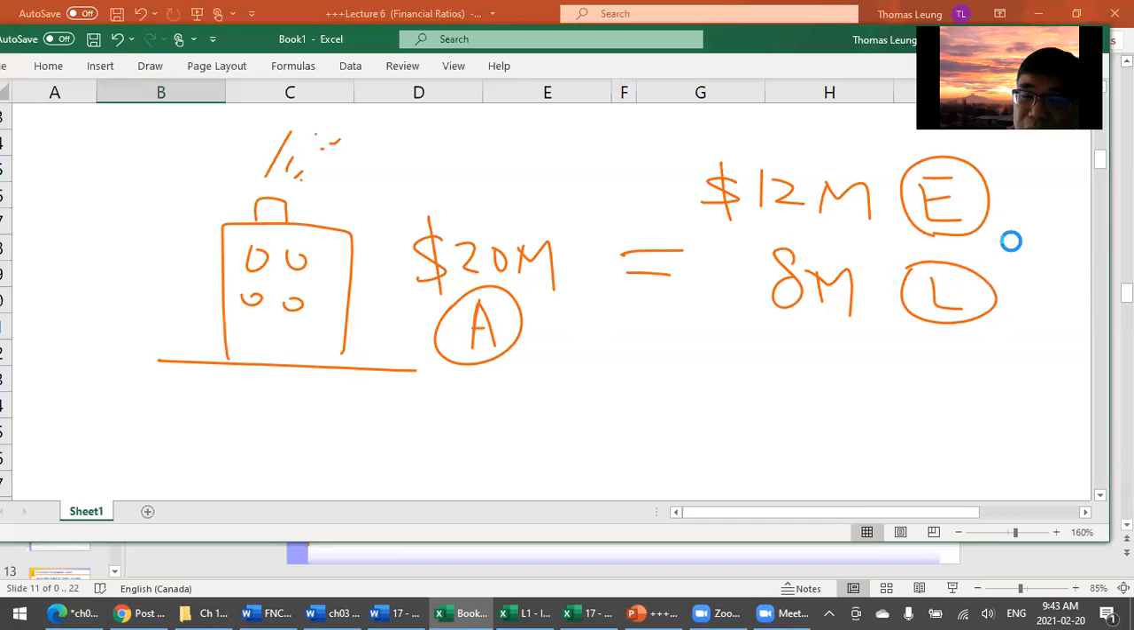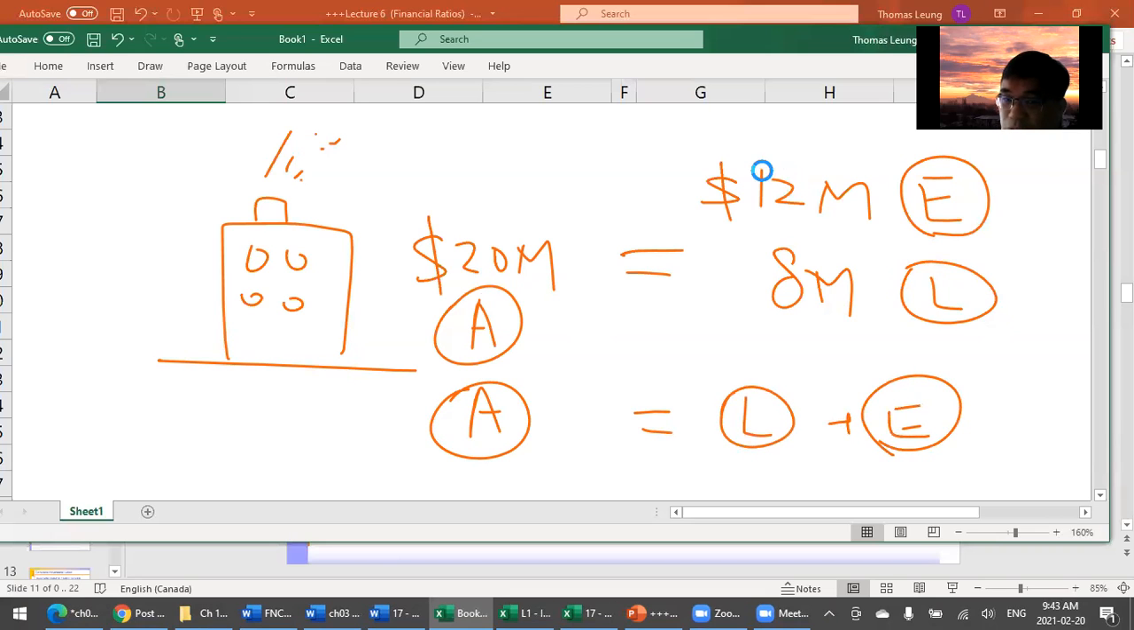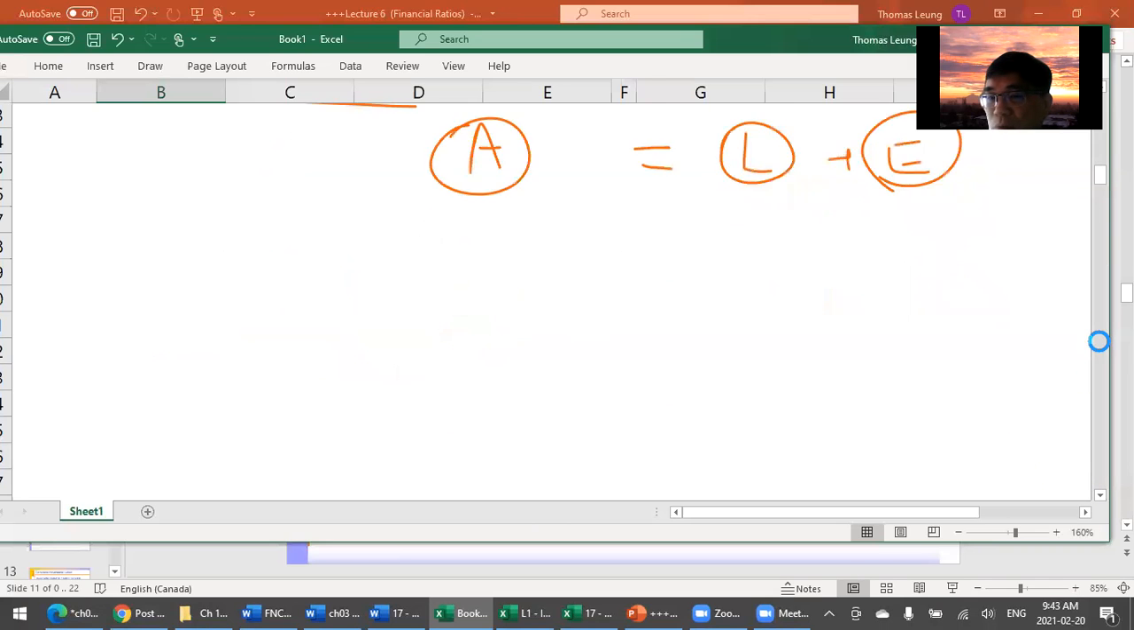And actually we can create a formula like this: A, asset, equals L, liabilities, plus E, equity. Because of this, you look at the story and you know I can really create an equation like this. Now let's compare the equation here.